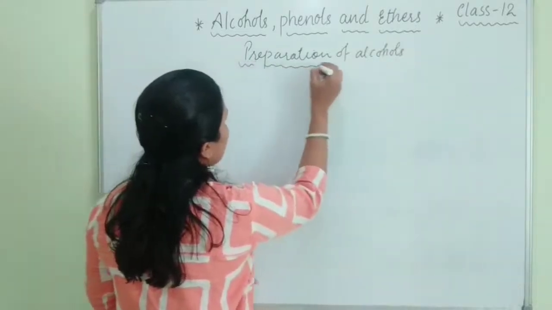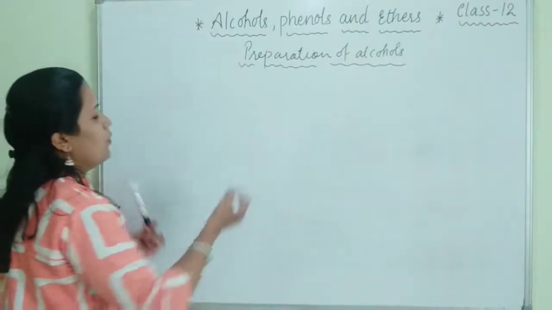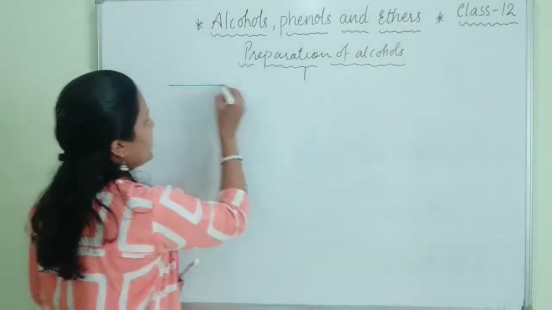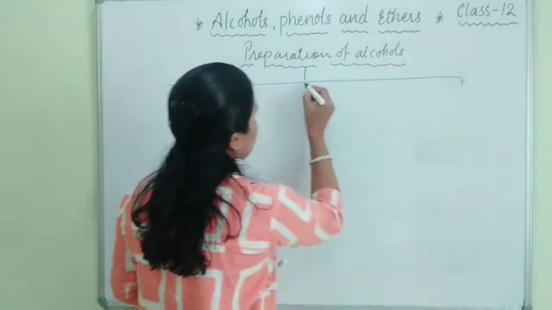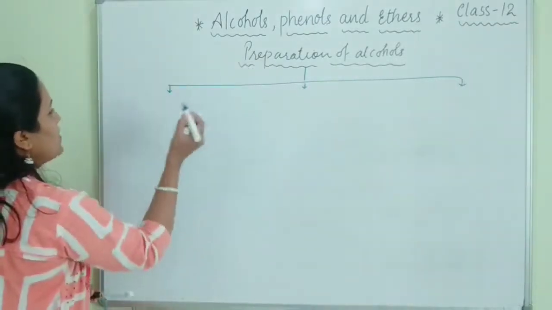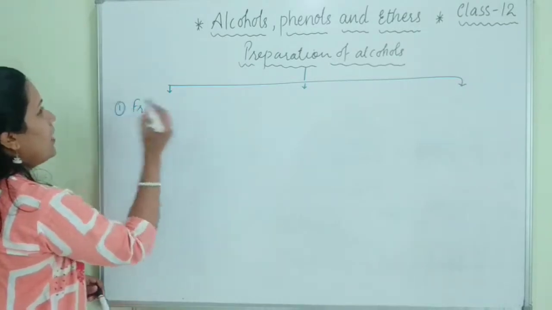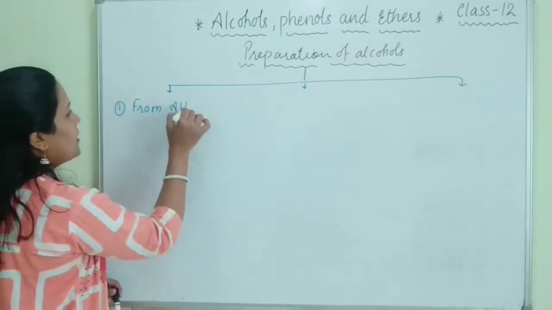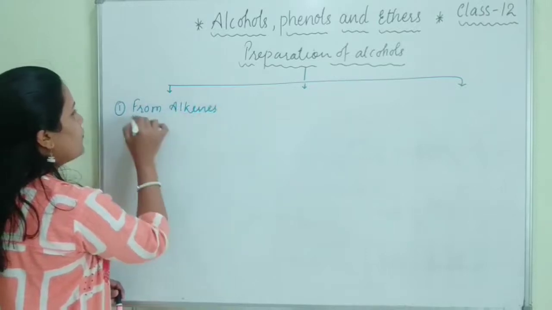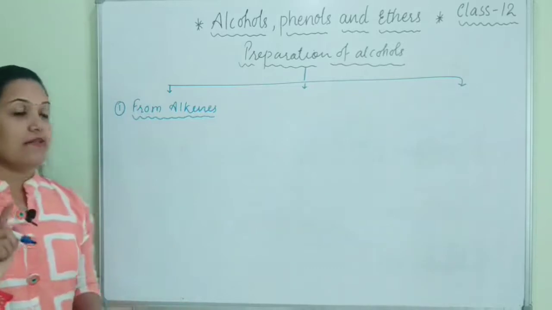In the preparation of alcohols, let's see that preparation of alcohol can be done in 3 ways. Now what is the first way? The first way is how we can prepare alcohols from alkenes, and a few more concepts of this reaction you have studied already in your class 11th.